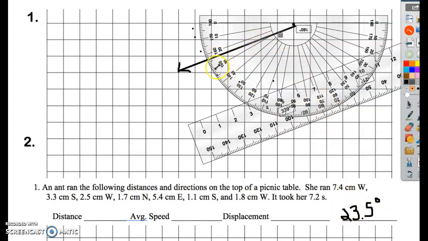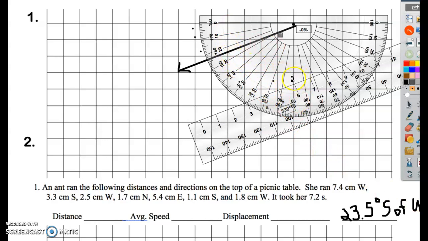And since it's south of west, here's the west line, and it's south of that, it's 23 degrees south of, I want you to go ahead and put "of" in there, south of west. Now that works because this is, in fact, 23 degrees south of west.